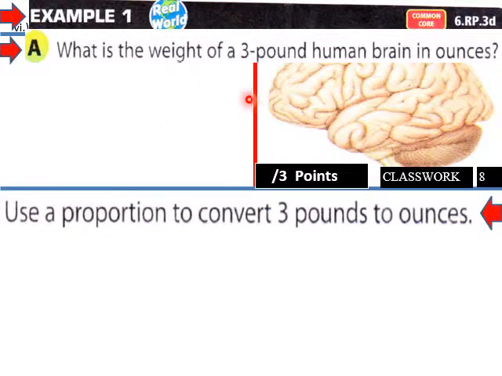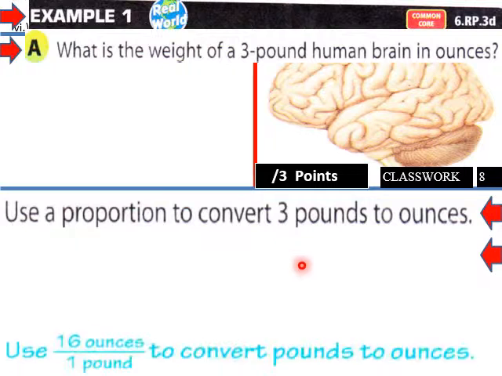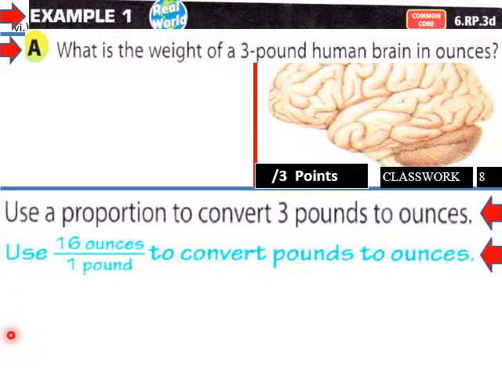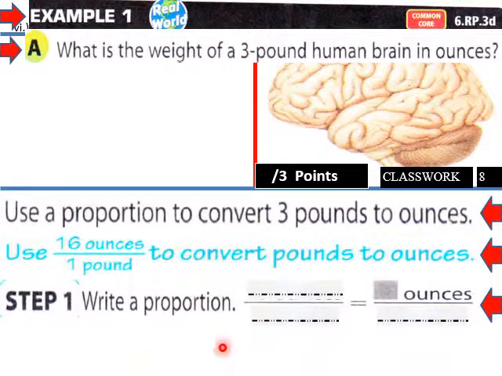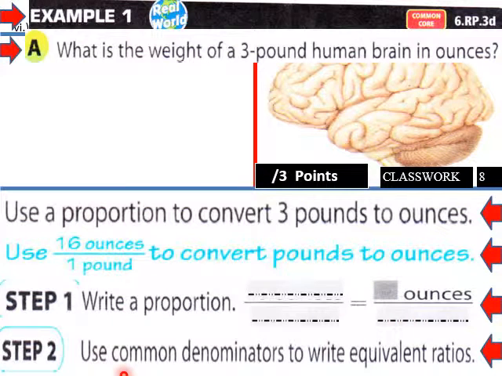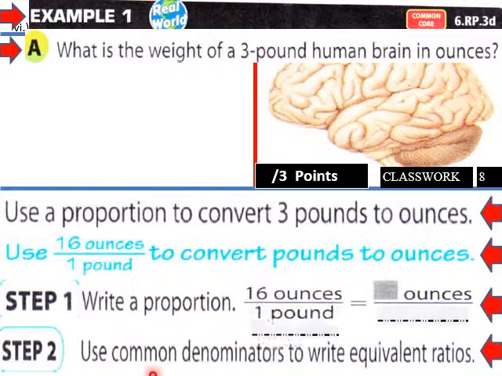Example 1: what is the weight of a 3-pound human brain in ounces? Use a proportion to convert 3 pounds to ounces. If we use 16 ounces to 1 pound to convert pounds to ounces, how will we do that? Step 1: write a proportion. Blank over blank equals blank ounces over blank. Use common denominators to write equivalent ratios. 16 ounces equals 1 pound, so blank ounces equals 3 pounds.